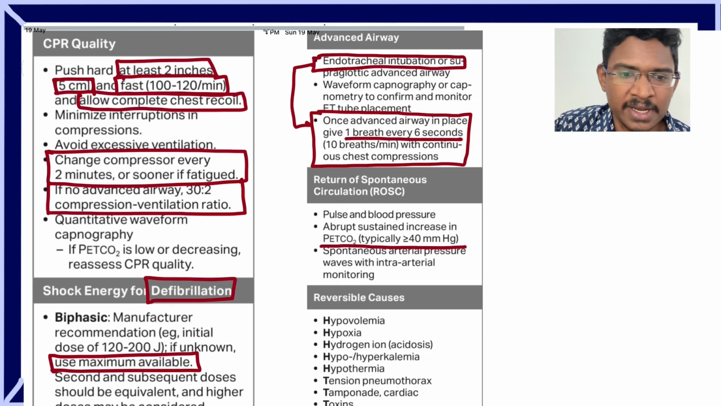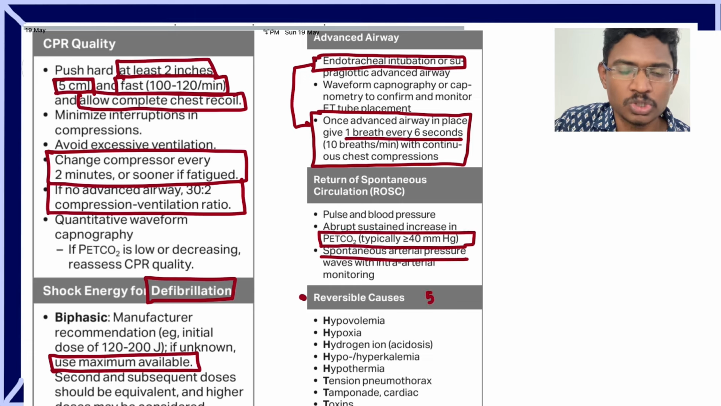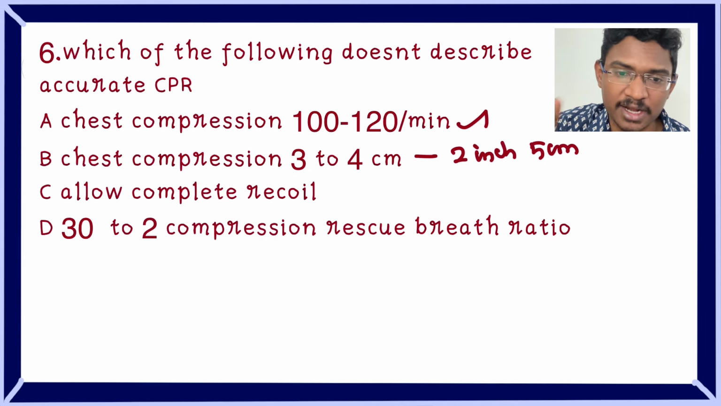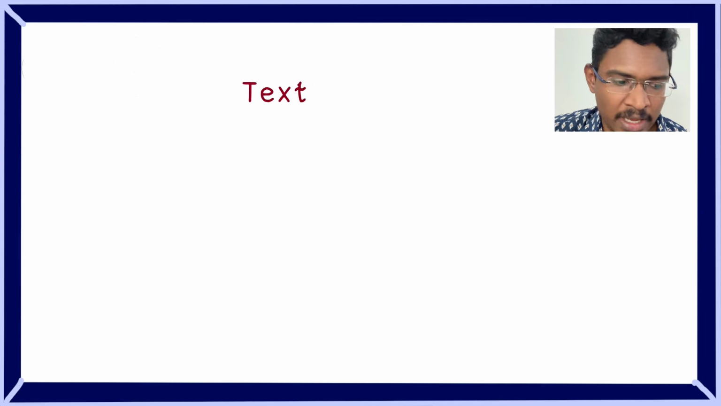Next is to know the cause of cardiac arrest, like 5H and 5T: hypoxia, hyperkalemia, hypokalemia, acidosis, and at the same time tension pneumothorax, tamponade, or thrombosis, pulmonary embolism or coronary thrombosis. So all these reversible causes, if they are there, then we should start to look for those causes and treat the patient. This is the CPR guidelines. Remember this, it will be helpful for your NEET exam also.